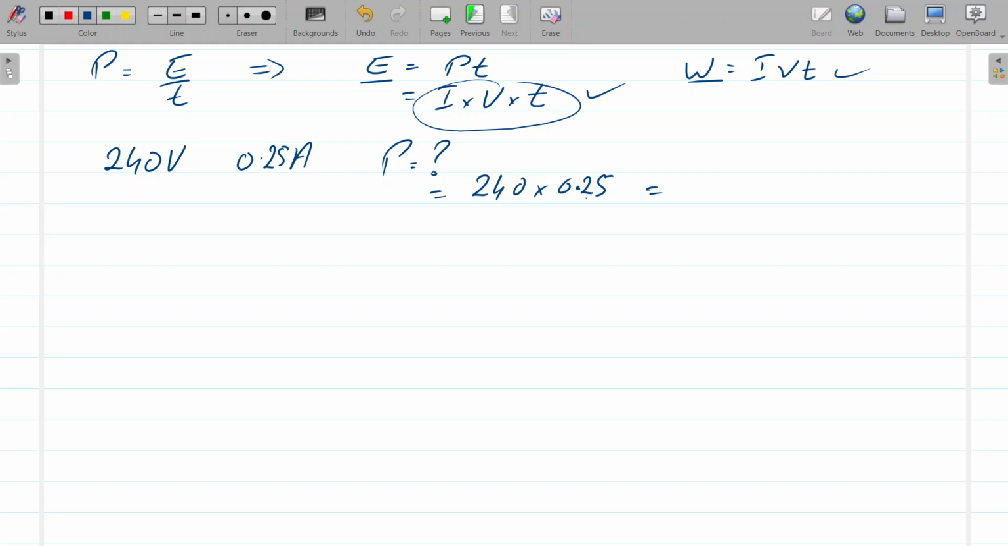60? Yes. So we're going to get 60 watts out of that, right? Which means that the circuit or the source is transferring 60 joules of energy per second. So 60 joules, joules means energy, obviously, are transferred to the device, in this case a lamp, every second.